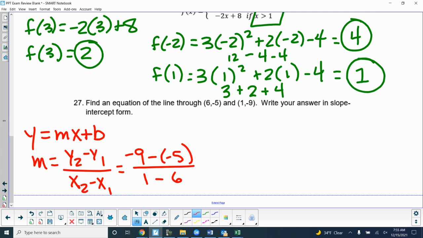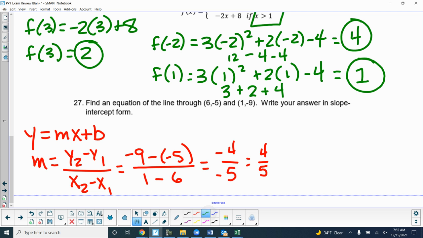What's minus a -5 end up being? Plus, right? So what's -9 plus 5? -4. What's 1 minus 6? -5. Well, 2 negatives make it positive. So there's our slope. Okay?